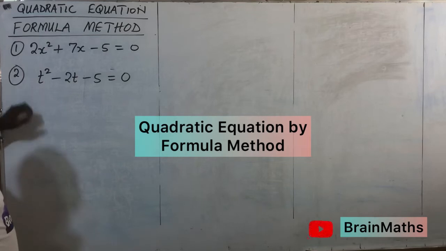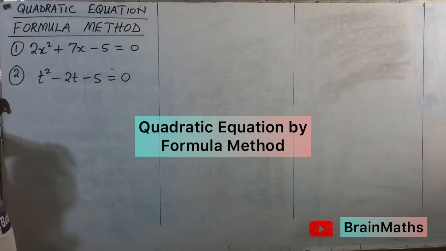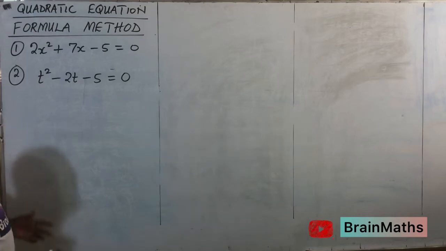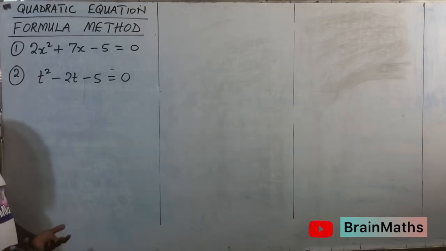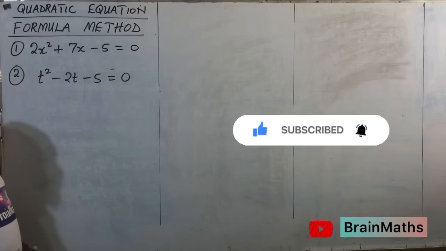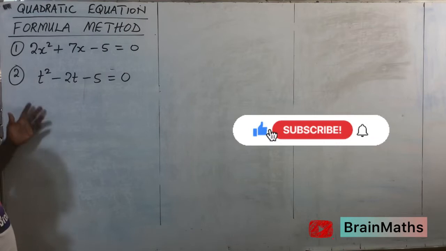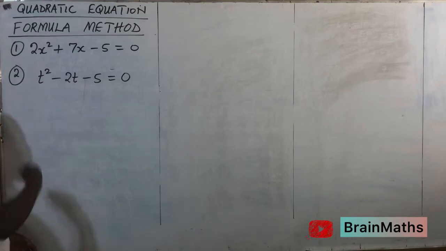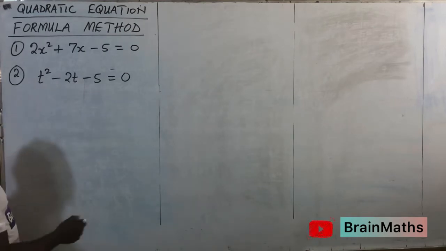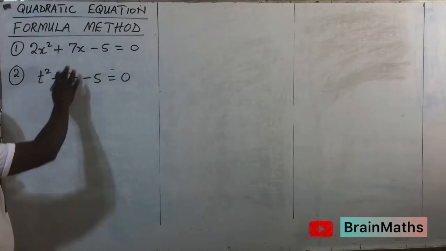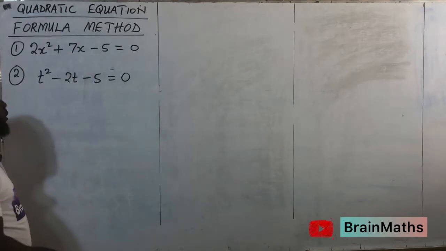In this video, we want to solve quadratic equations by formula method. Don't forget, in our previous lesson, we tried to derive the formula that is also known as the almighty formula. So we'll be using that formula to solve these two problems on the board. The first one says 2x squared plus 7x minus 5 equals 0.